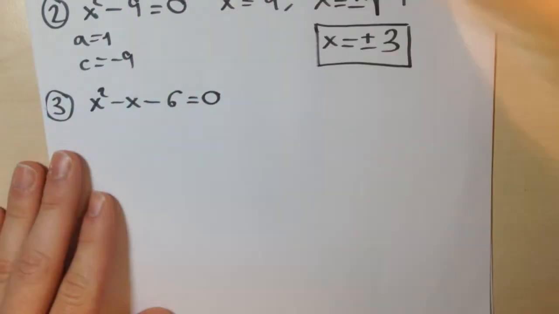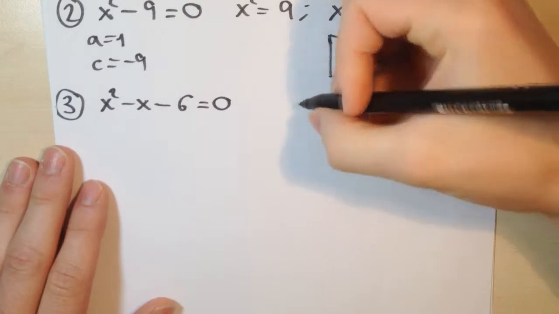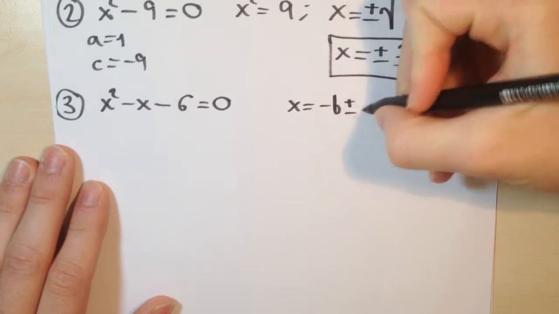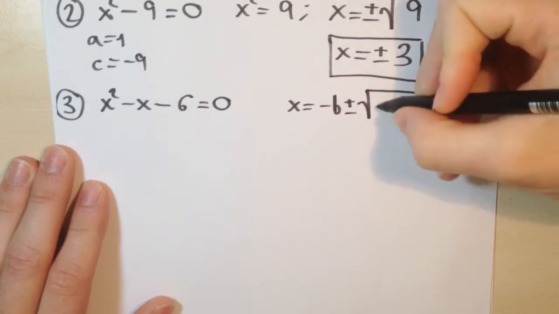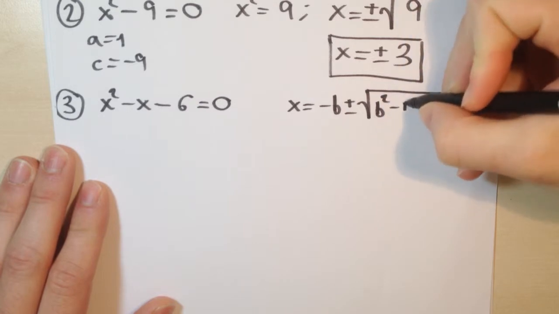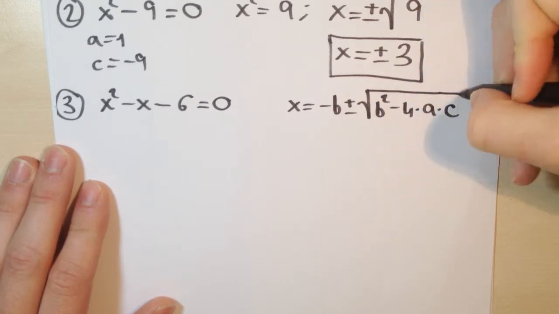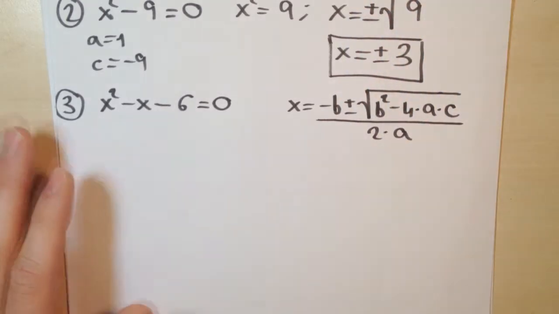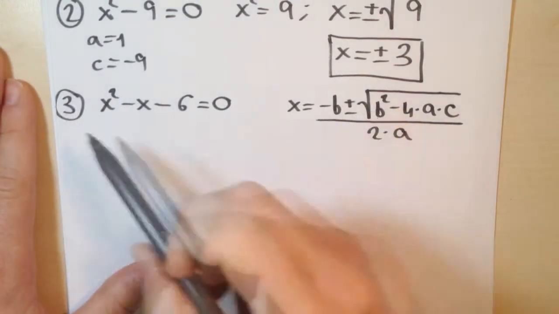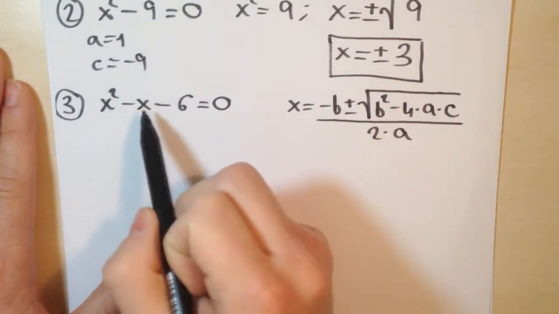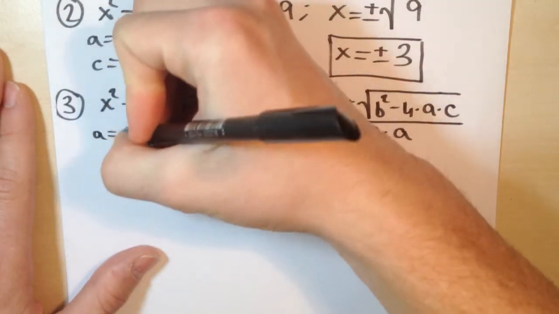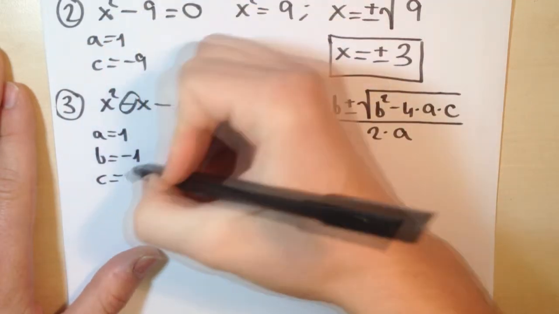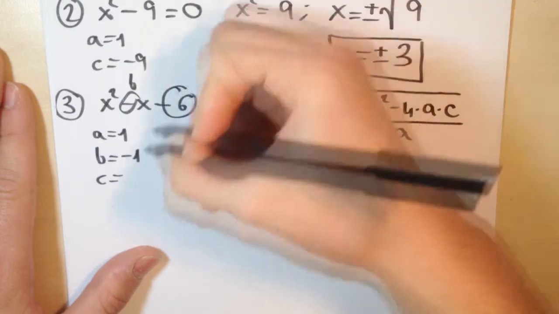There is a formula to solve this. It is this one: x equals minus b plus or minus square root of b squared minus 4 times a times c, divided by 2 times a. Here we need to say which one of these is a, which is b, and which is c. So a is 1, because here is 1, b is -1, this one, and c is this one, -6.